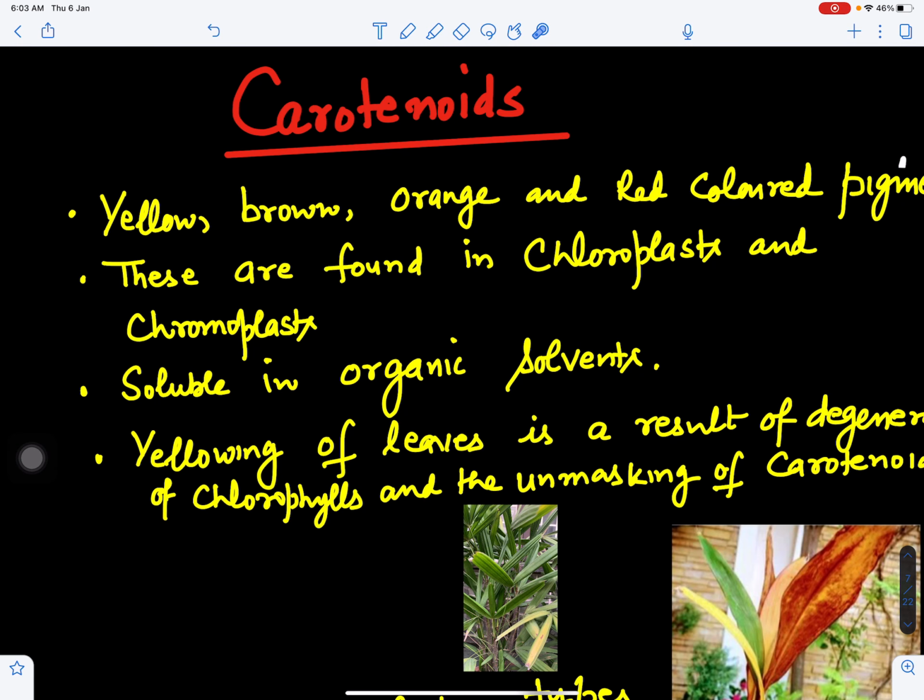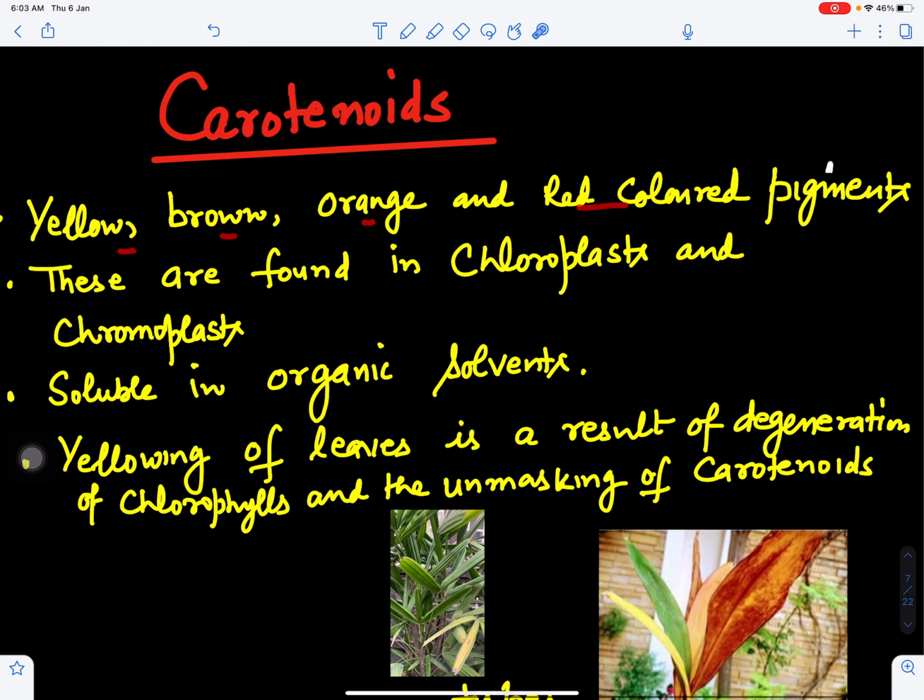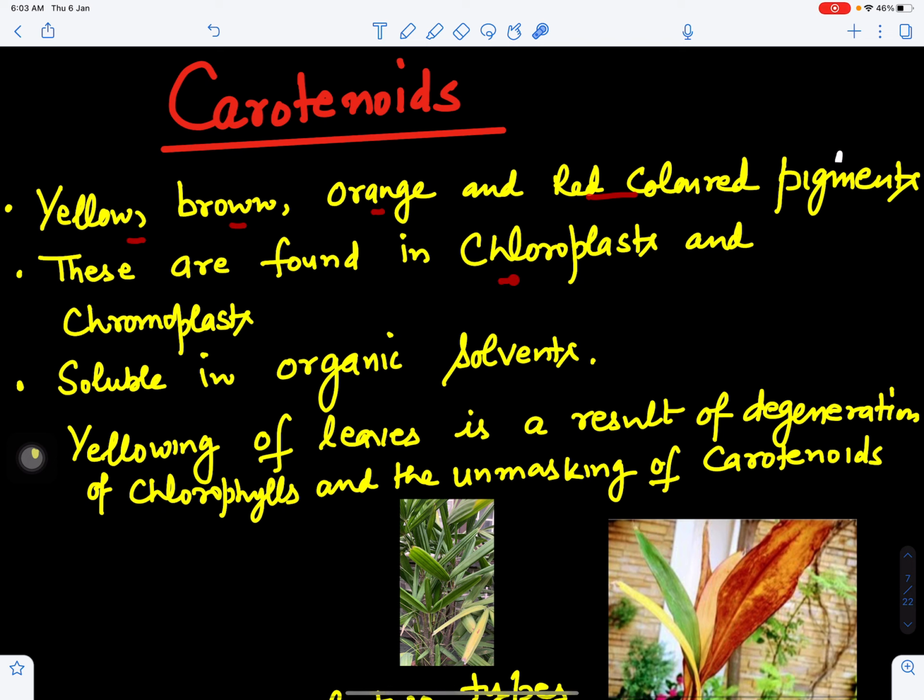This is the second video on photosynthetic pigments. In the first video we discussed chlorophylls, which are the main pigments involved in photosynthesis. The second most important pigments are the carotenoids. Carotenoids may be yellow, brown, orange or red colored pigments, and these may be found in plastids, chloroplasts as well as in chromoplasts.